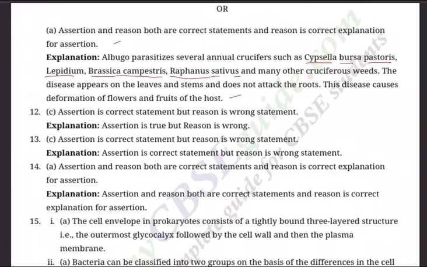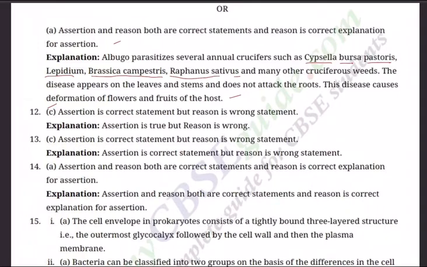Now question 12, again assertion reasoning. This is something about the analysis of carbon dioxide, and this comes under biomolecules. C is the correct answer. Assertion is a correct statement, but reason is a wrong statement. Explanation: assertion is true, but reason is wrong. What is that assertion? Question number 12. Assertion is, if the tissue is fully burnt, all the carbon compounds are oxidized to gaseous forms like CO2, water vapor, and are removed, and the remaining is called ash.